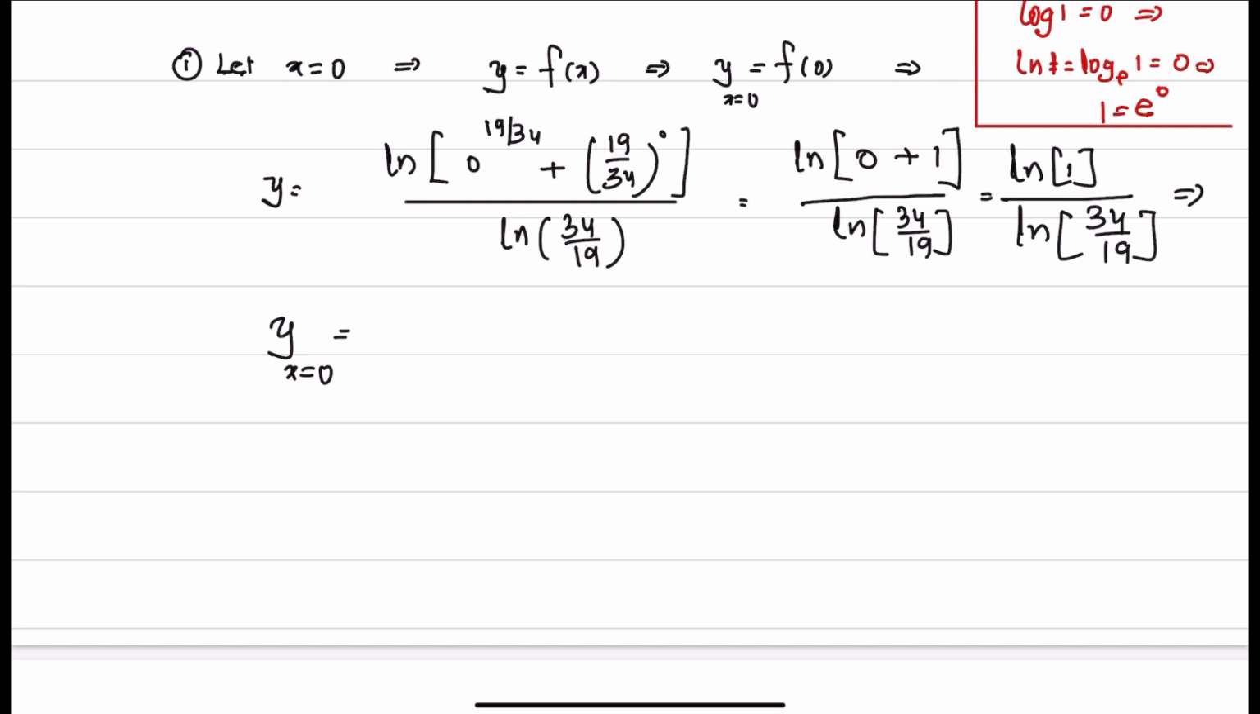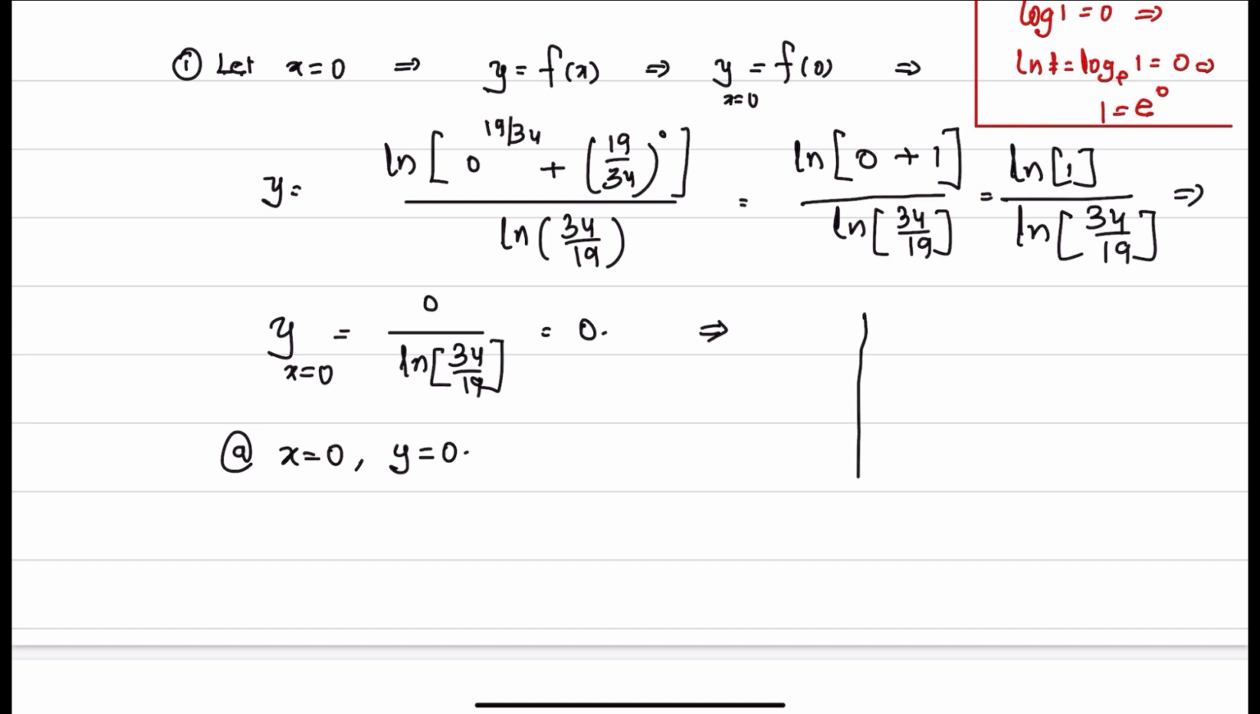That means ln 1 is 0, divided by ln 34 by 19, some constant value. 0 divided by something is always 0. That implies at x is equal to 0, y is equal to 0. That means this graph, or this plot, passes through the origin.